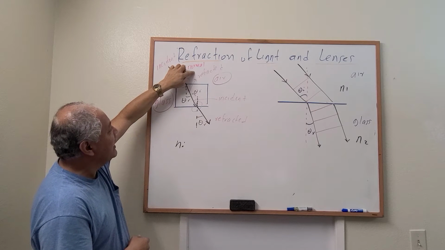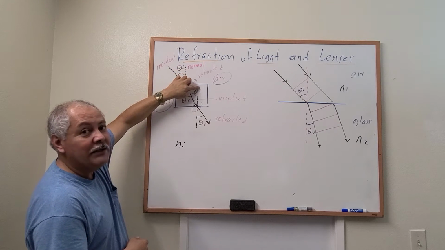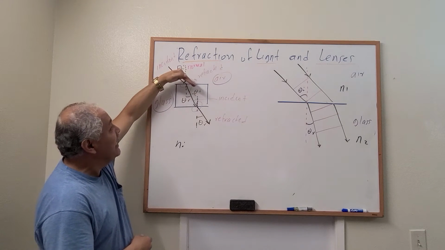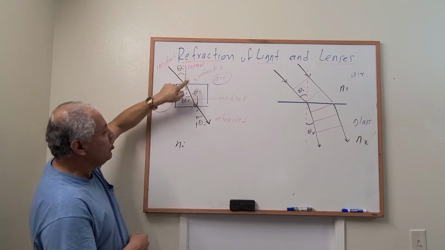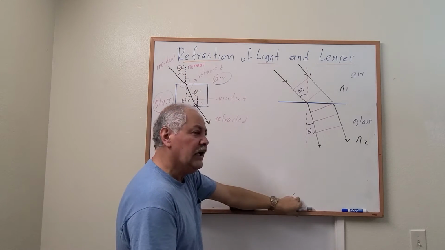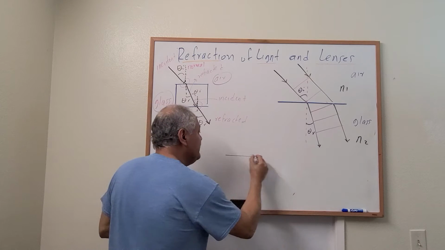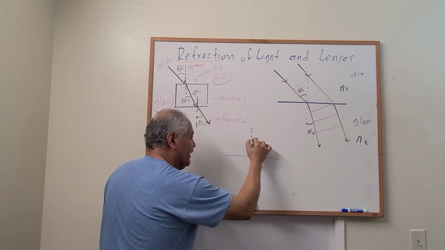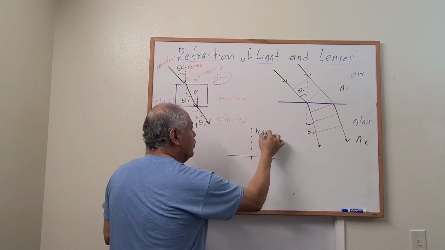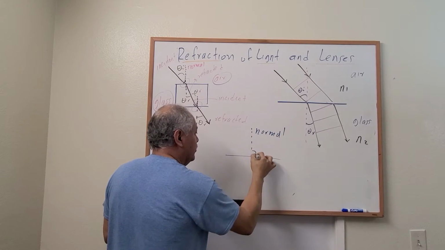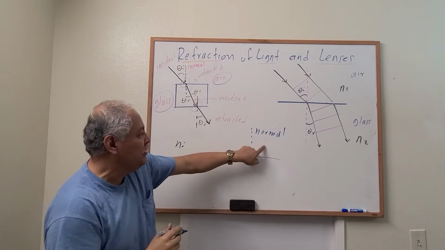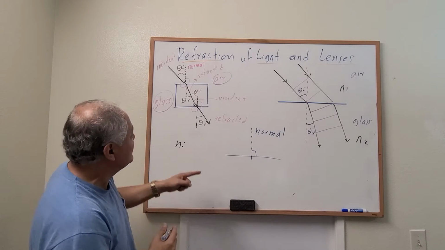If this index of refraction is larger than the second one, light refracts toward the normal. This is called the normal. Every time we have a surface, it's very common to use a perpendicular line, and this line is called the normal. When we have forces, we call this the normal force and so on. That's the case right here.